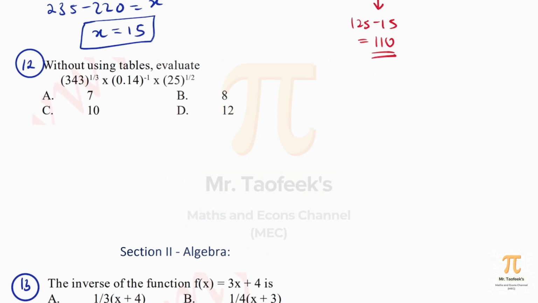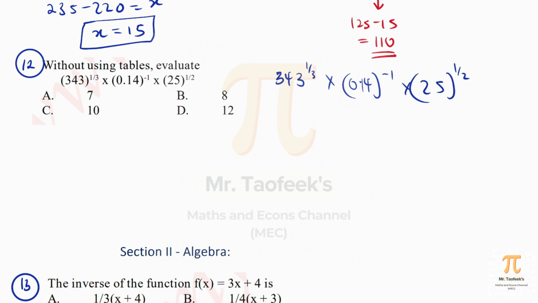Without using your calculator, apparently you can't even use your calculator, because the calculator you have in the exam would not allow you to do all of this on it. So without using tables, evaluate 343 to the power of 1/3 times 0.14 to the power of -1 times 25 to the power of -1/2.